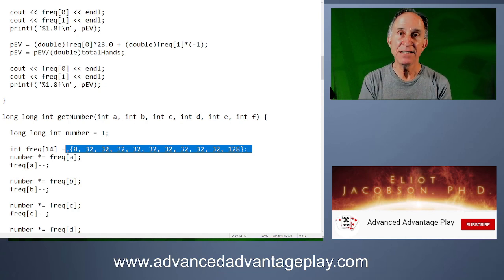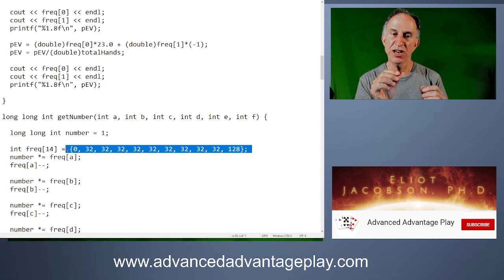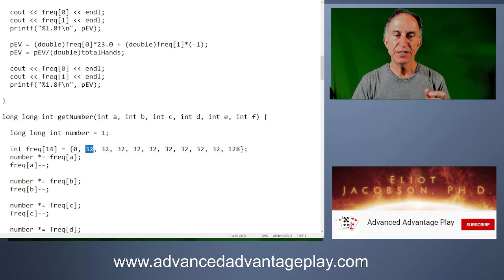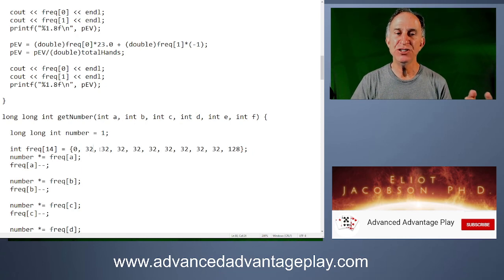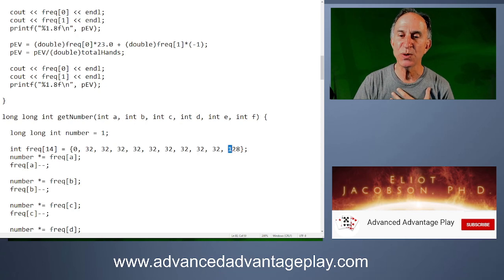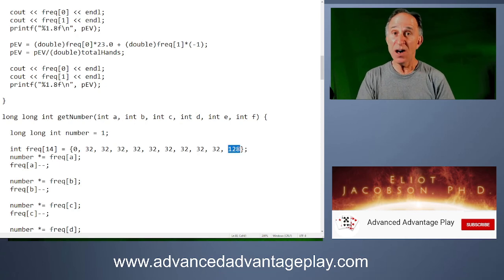So the next step I do in this process is to change this first 32 to a 31 and rerun the program. I then change that back to a 32 and change this one to a 31 and run the program. I change it back to a 32 and change this to a 31 and run the program. And I keep doing that all the way up till this last one. I change this 128 to 127 and I rerun the program.